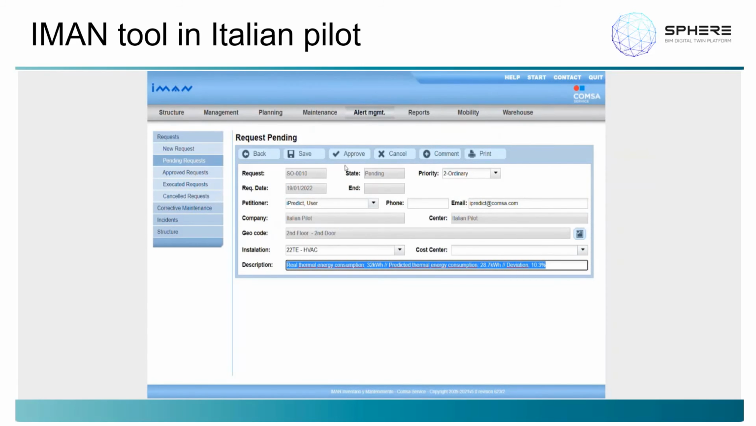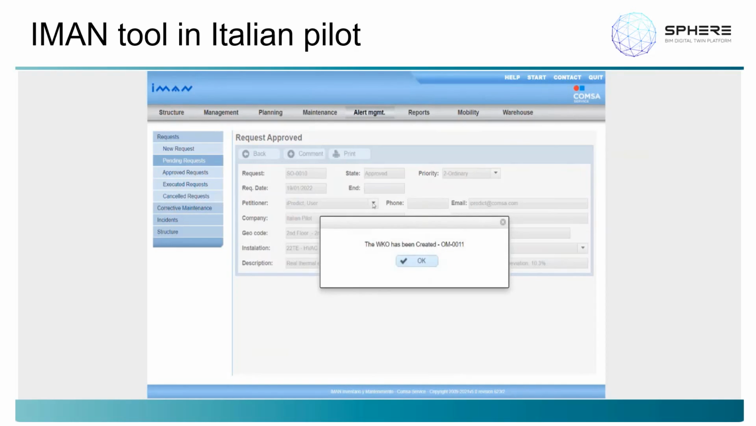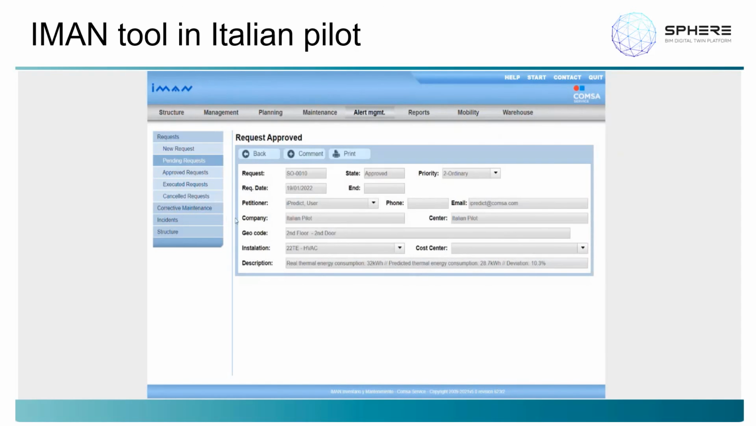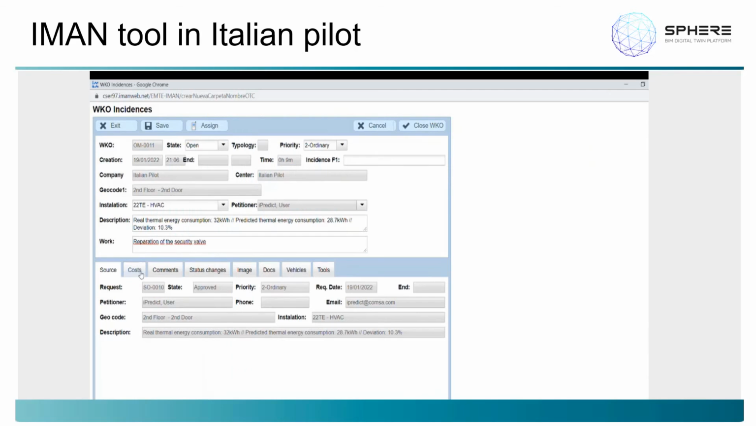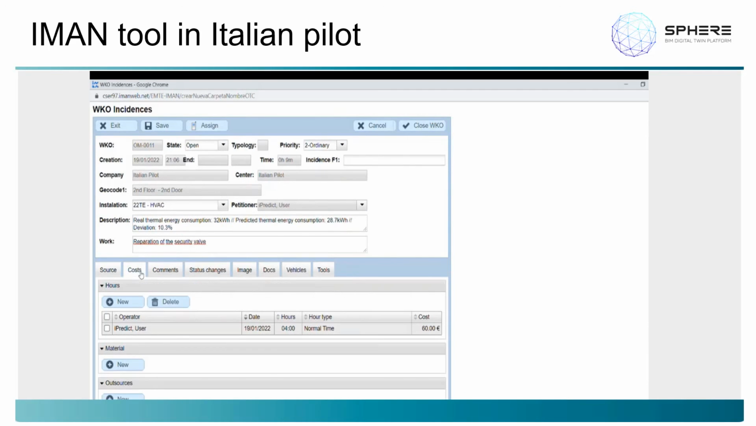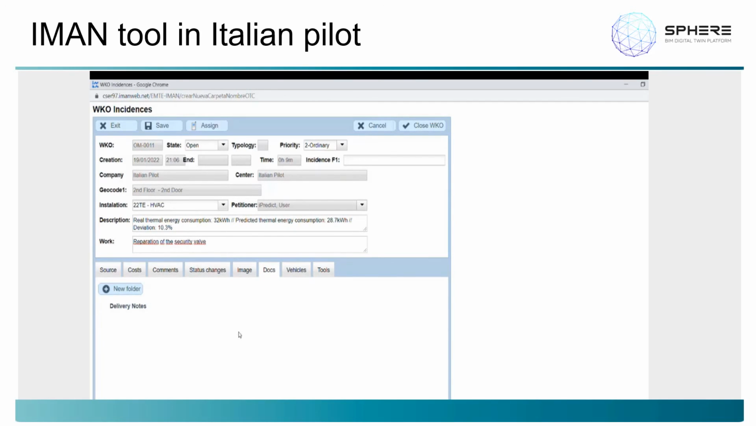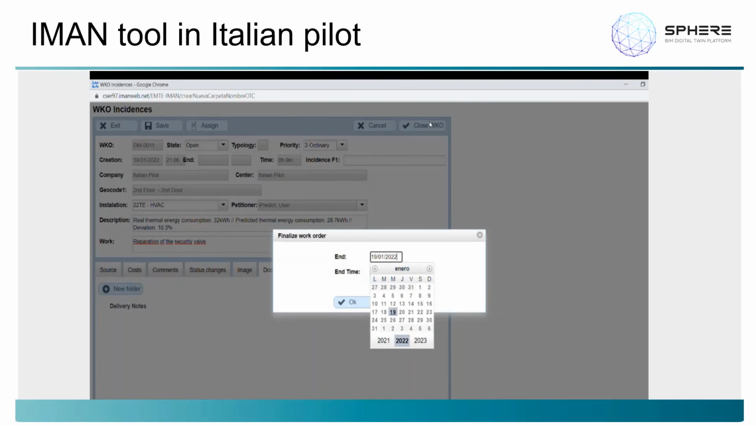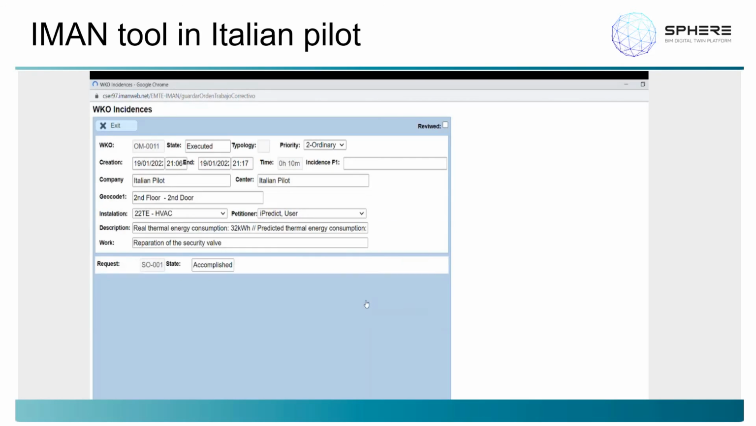If he approves the alert, a work order is automatically generated with the goal to repair the fault in the equipment. As soon as the reparation is executed, the user can fill additional information, like costs or documents, and he can finally close the work order. This way, the workflow is ended and the work order is saved in the database for future analysis.